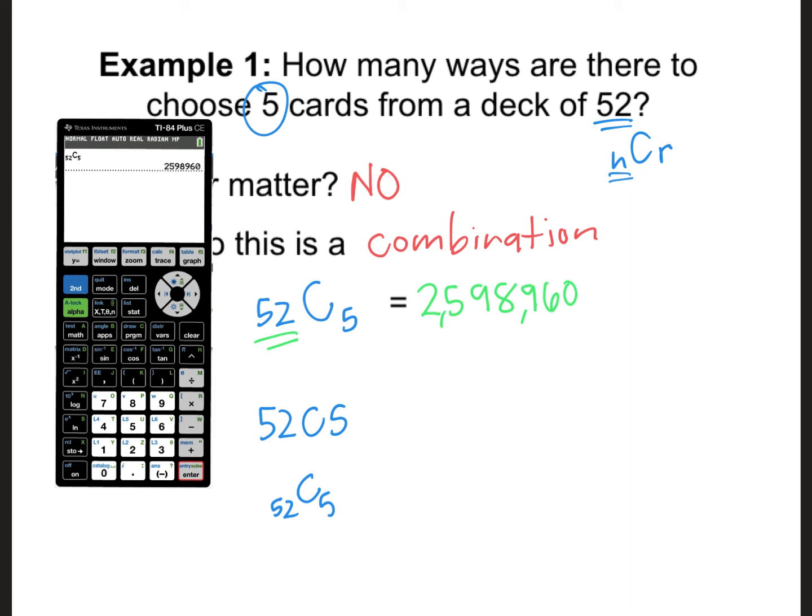Then to get to that C, you're going to do math. You're going to go over to where it says prob, P-R-O-B, and then go down to the one that's nCr. And then just type in your r value, hit enter. We're going to see more of this. You have 3 more examples, so you will see this again. But let's go ahead and look at our next one.